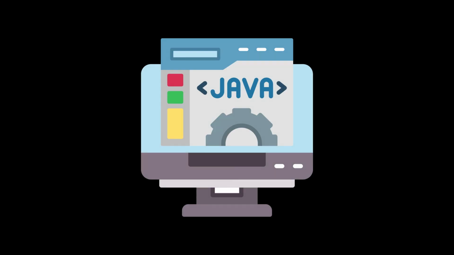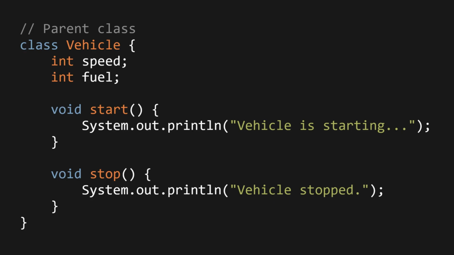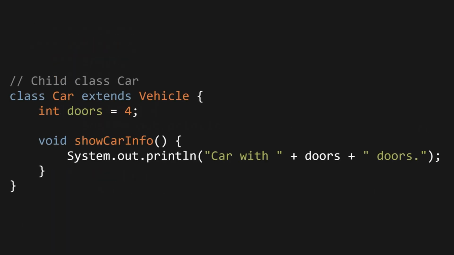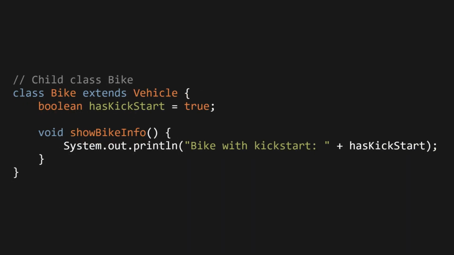Let's write a Java code so we can understand it more clearly. Class Vehicle, int speed, int fuel, void start, System.out.println("Vehicle is starting"). Void stop, System.out.println("Vehicle stopped"). Child class Car. Class Car extends Vehicle, int doors = 4. Void showCarInfo, System.out.println("Car with doors" + doors). Child class Bike. Class Bike extends Vehicle. Boolean hasKickstart = true. Void showBikeInfo, System.out.println("Bike with kickstart" + hasKickstart).